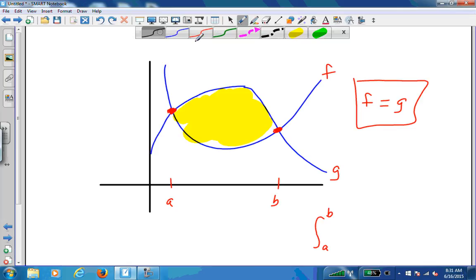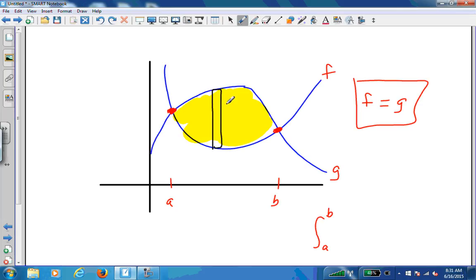So let's set up our integral for this one. If we draw a sample element, the length of that, we take the top one minus the bottom one. So in this case, the top one is given by the function g. The bottom is given by f. So the length is g of x minus f of x. And the width is in the x direction, so that's delta x or dx.